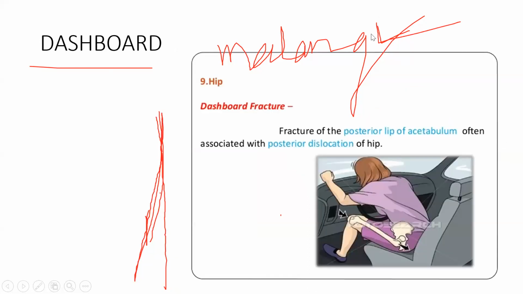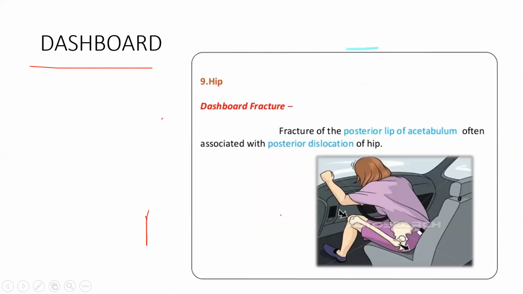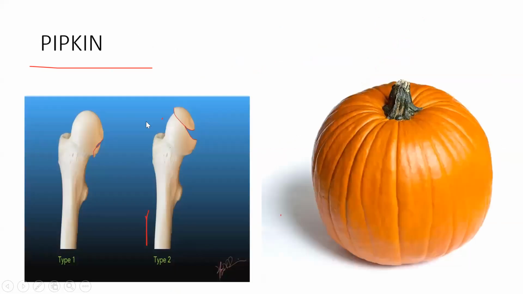Then dashboard injury, I had already told you dashboard क्या होता है. So this is dashboard injury where you strike yourself with the dashboard of your car and your hip will be dislocated posteriorly. So it is a posterior dislocation of the hip. Okay. Then this is a Pipkin fracture. So your femur head looks like pumpkin. So it's a Pipkin fracture or Pipkin classification of femur head. Okay. So femur head looks like pumpkin. So this is a Pipkin classification.